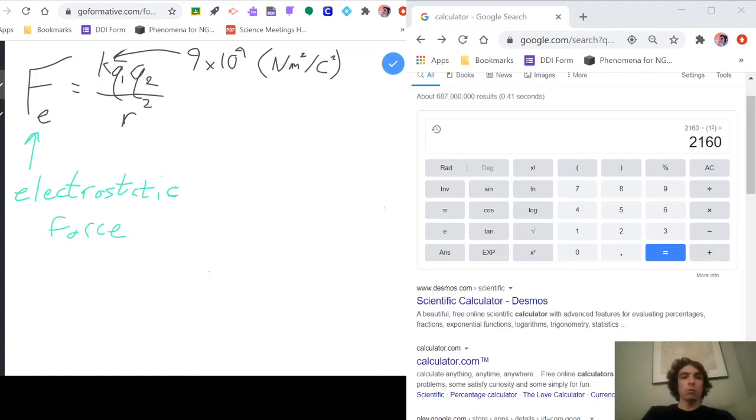And it depends on, first, k, which is just some constant that scientists have determined over years and years of running experiments. It's 9 times 10 to the 9th. I'll show in a second how we get that in our just Googleable calculator. These Q's are charges, and this r is a distance between those charges.